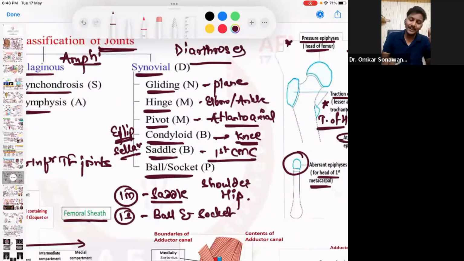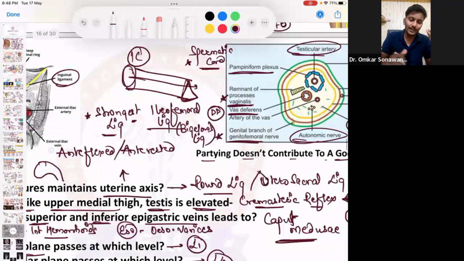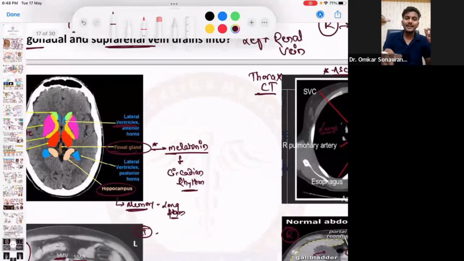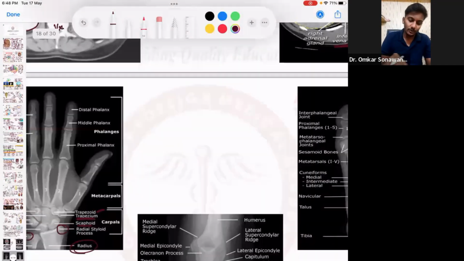Concave convex joints, condyloid joint or the ellipsoid joint, याद रख लो. But the first metacarpophalangeal joint is usually the saddle or the sellar joint. कोई दिक्कत नहीं है इसमें, याद रख लो.